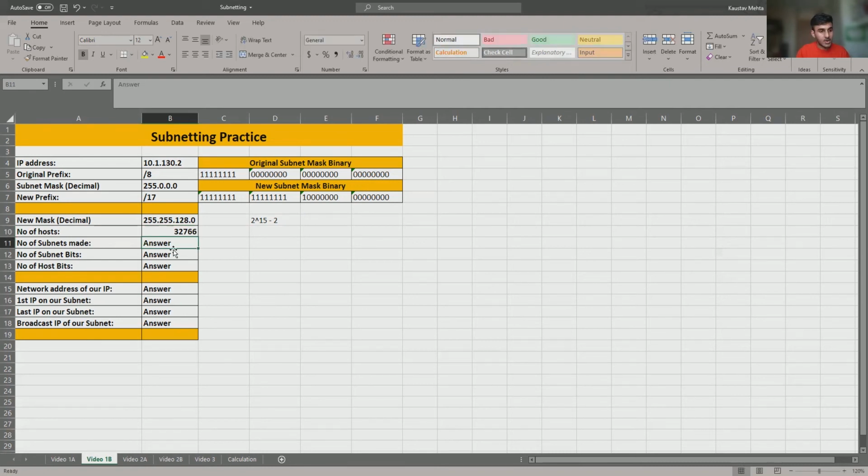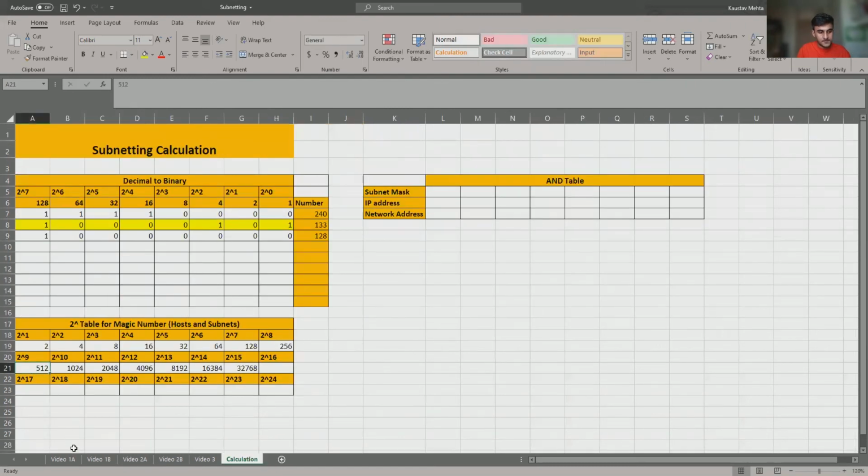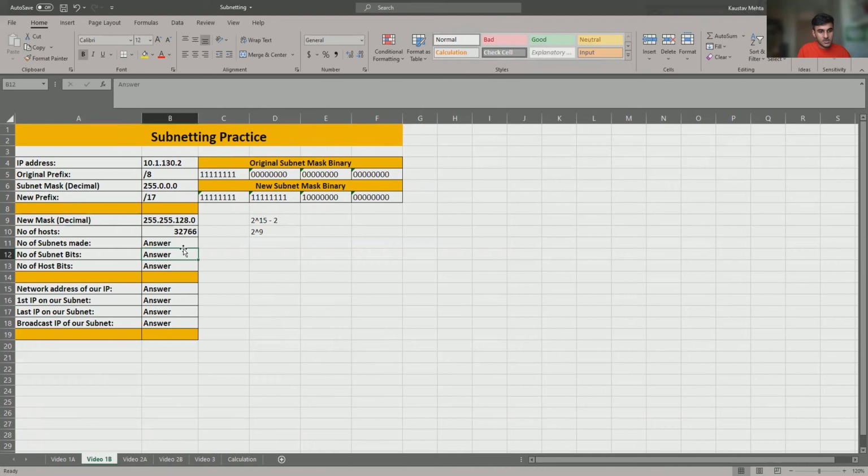Now, the number of subnets made will be, we started off with 8 and we moved on to 17. So the number of bits we added were 9. So 2 to the power 9, which, if you go back to our table, is 512. Let's add that there as well, 512 for the number of subnets made. Now, the number of subnet bits will be 9. The number of host bits we calculated previously were 15. And yeah, now moving on to the AND operation once more.